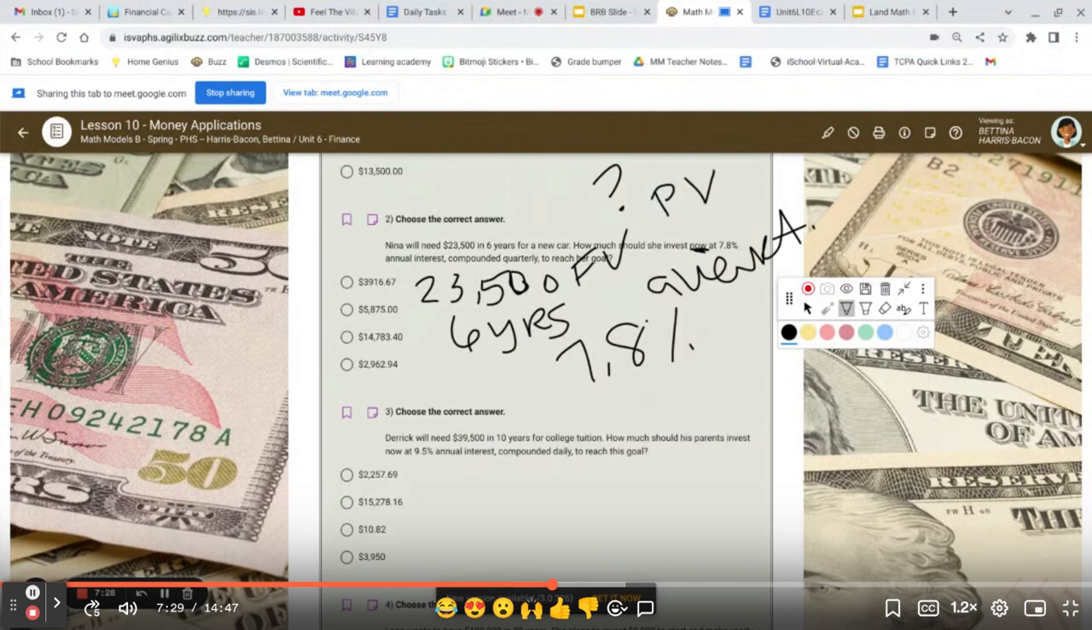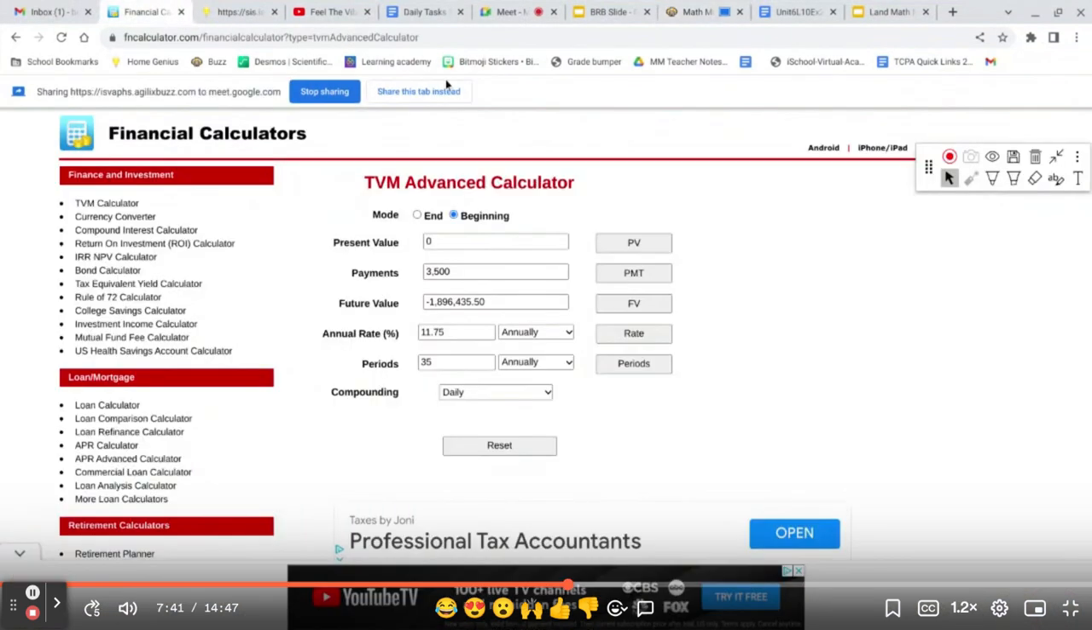I'm sorry, that's a little messy. It's kind of hard to write on here, and I can't find my stylus. And it's going to be quarterly. So let's show you how to go in here and get it put in our calculator.